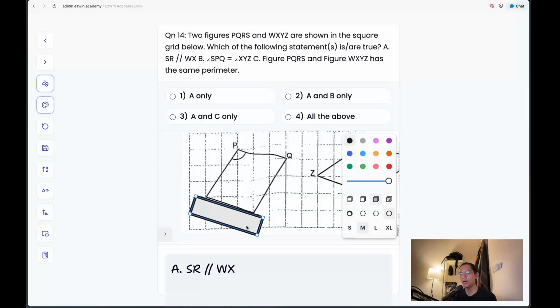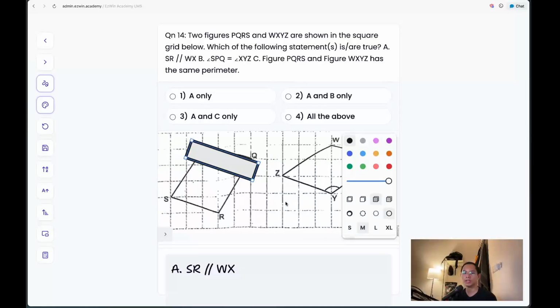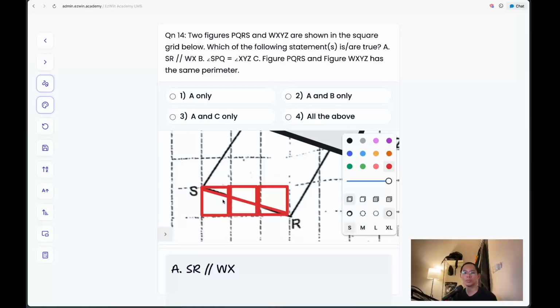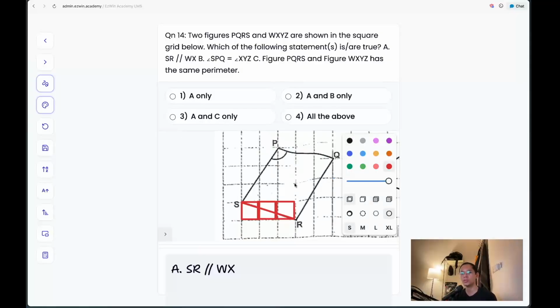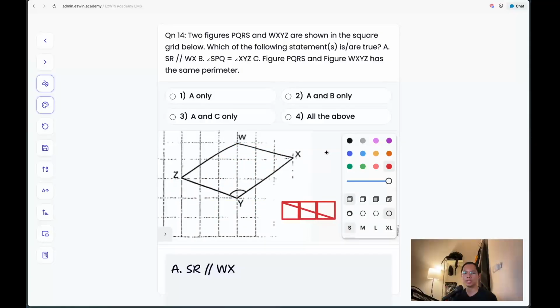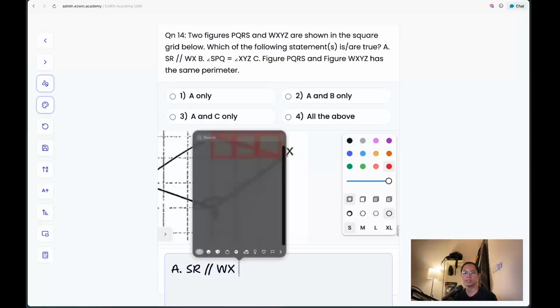So let's have our handy dandy ruler over here. In order for you to see whether they are parallel, you can use a ruler, or you can actually zoom in to the squares. So you see there's 1, 2, and 3 squares, and then the line goes from one side of these 3 squares to the bottom side of these 3 squares. You can use the ruler, or you can just figure this out. And then you see if WX is also 3 squares. And they are. So that means SR and WX are parallel.